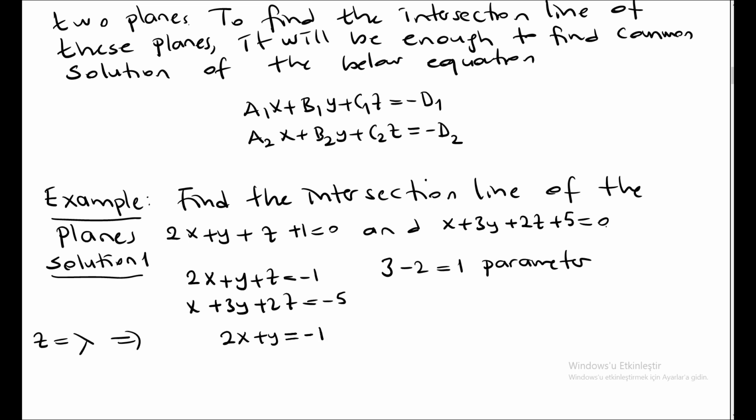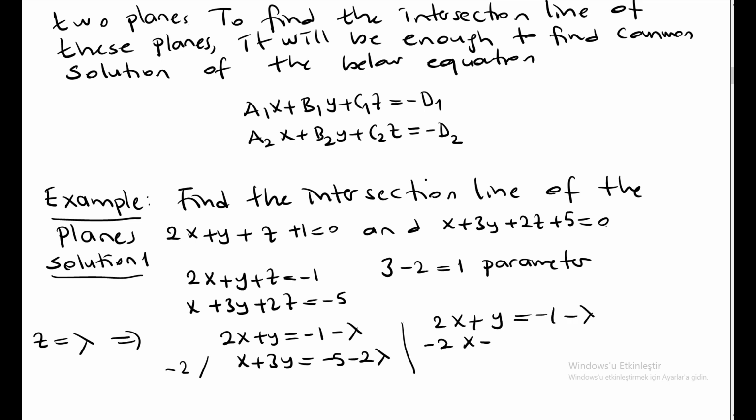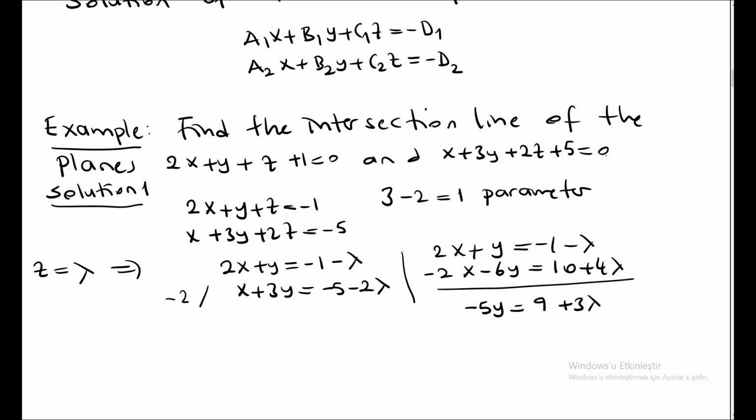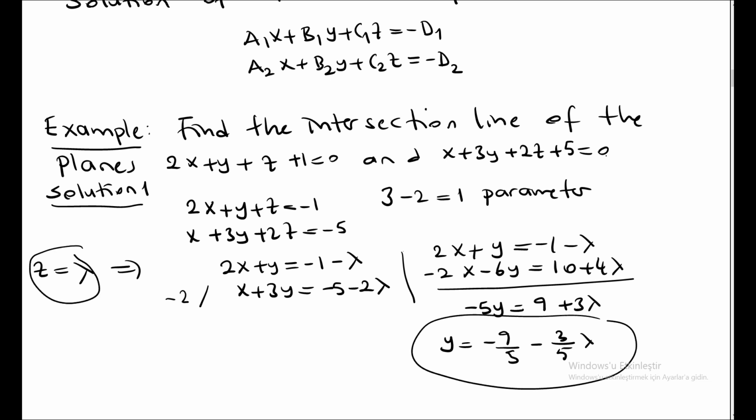So you have 2x plus y equals negative 1 minus lambda, and x plus 3 times y equals negative 5 minus 2 times lambda. So now we have simple equations. If you multiply the second one by negative 2, then you have 2 times x plus y equals negative 1 minus lambda, and negative 2 times x minus 6 times y equals 10 plus 4 times lambda. So from this we have negative 5 times y equals 9 plus 3 times lambda. So y becomes negative 9 over 5 minus 3 over 5 lambda. Okay, z is lambda, y is this one.